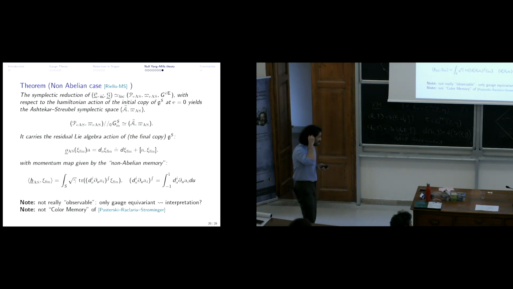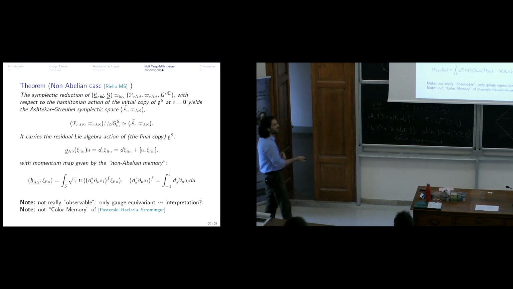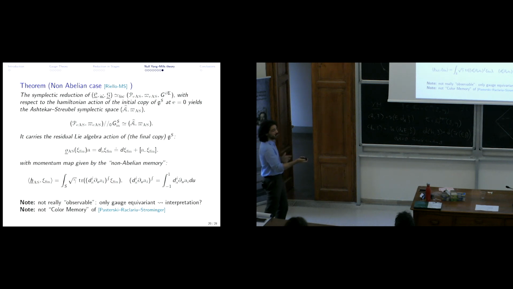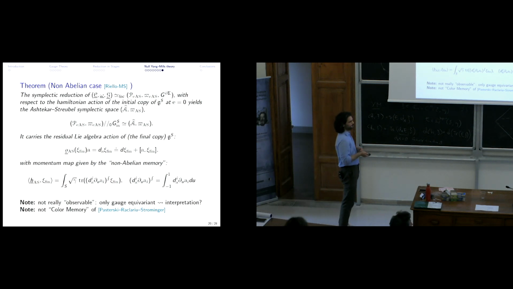But I should maybe say that this is slightly different from the proposed non-abelian generalization that goes under the name of color memory by Pasterski, Raclariu, and Strominger. What's the point here? This object, being a momentum map, is gauge equivariant. This color memory is not gauge equivariant, is actually not invariant, not anything, because it's a linearization of this. They know what to do with it. This is another statement. Okay.